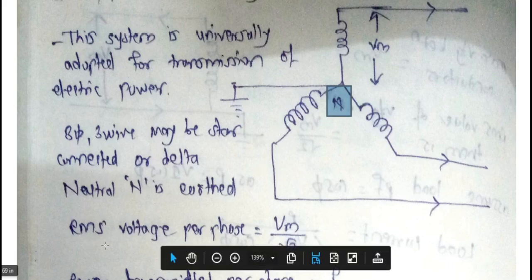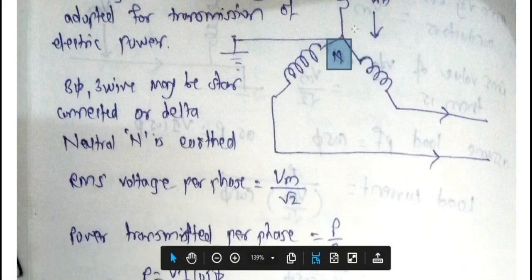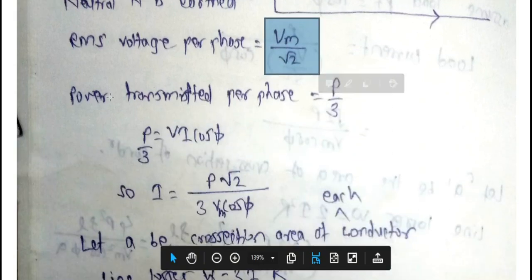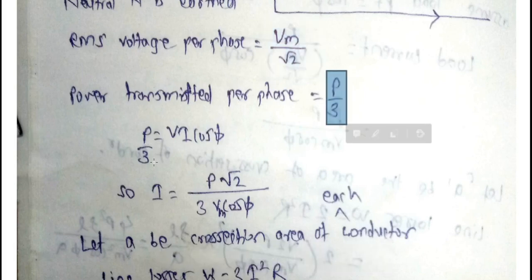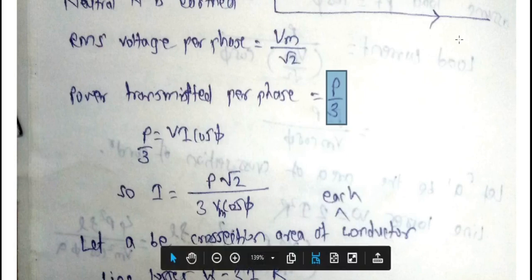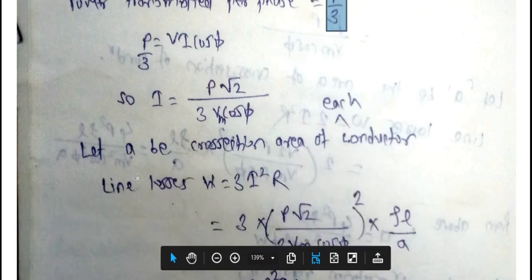We are interested in the RMS voltage, so we divide Vm by root 2, and the value becomes Vm by root 2. Now the power transmitted per phase is P by 3, as we are using a 3-phase supply system. P by 3 is equal to V I cos phi. We want the load current, so I becomes P into root 2 divided by 3 times Vm into cos phi. We are interested in the area of cross section, A, of each conductor.